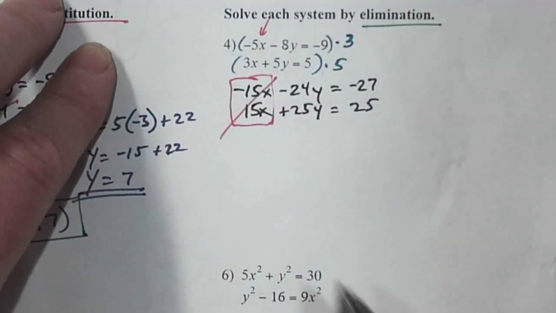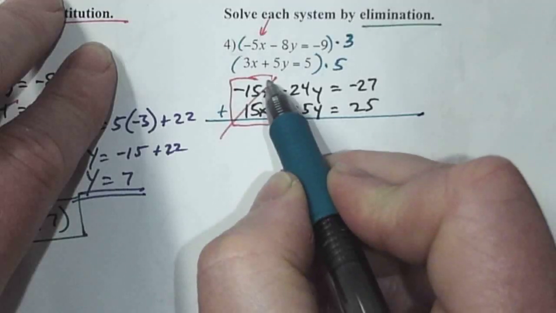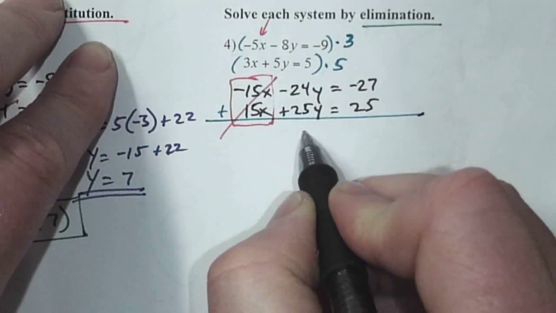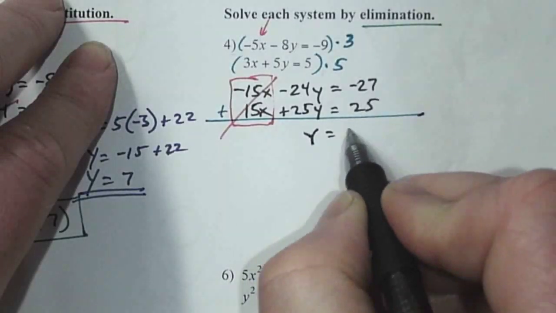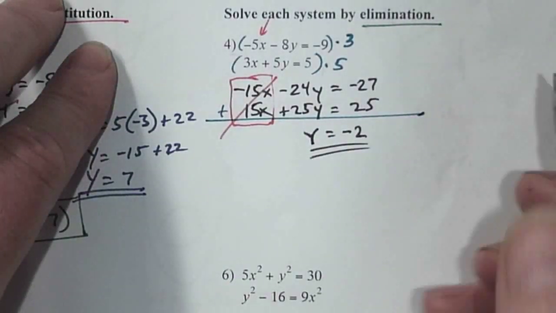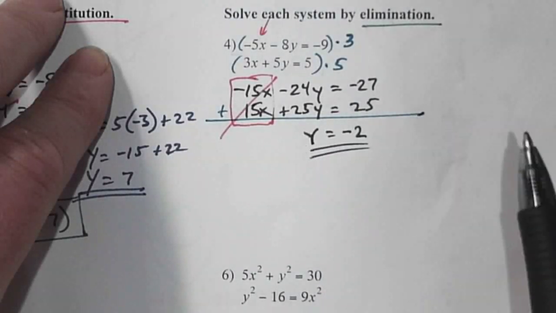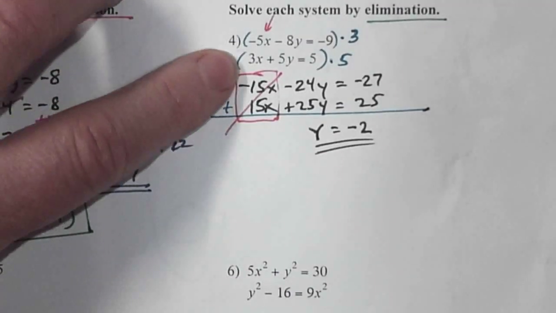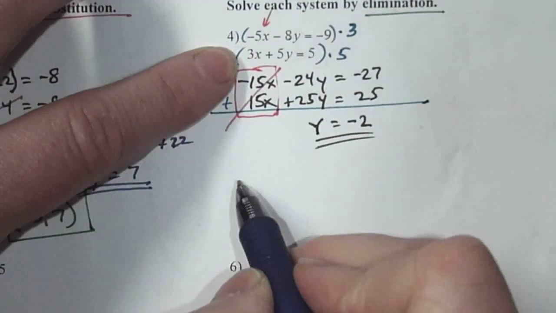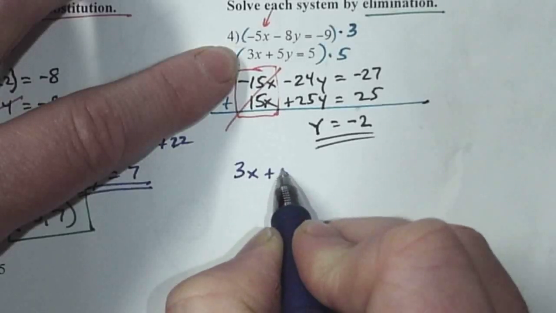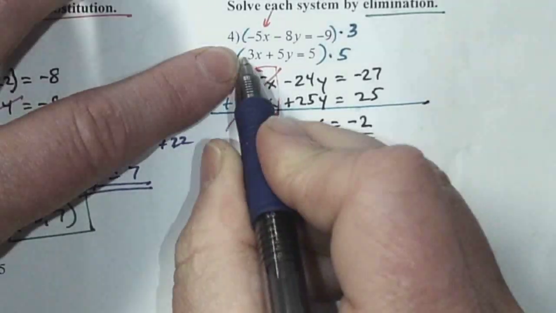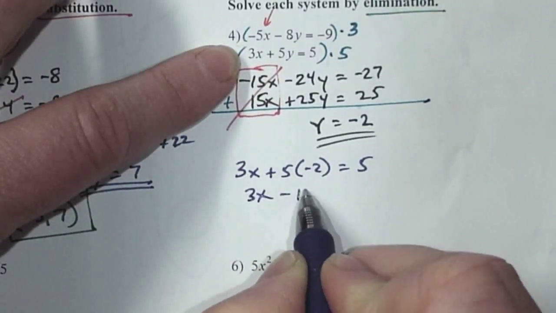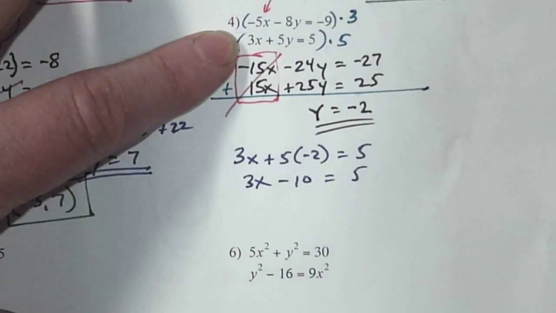So when I add them together, this is what I'm going to do. I'm going to take all this and add. Those cancel out as 0. -24 plus 25 is 1. Beautiful. And that's -2. I get y. Usually there's a number here I have to divide, but now plug -2 back in. Which one looks better? Well, I like the second one myself. So 3x plus 5 times -2. Make sure you plug it back into the correct variable. Very common. So 3x minus 10 equals 5.